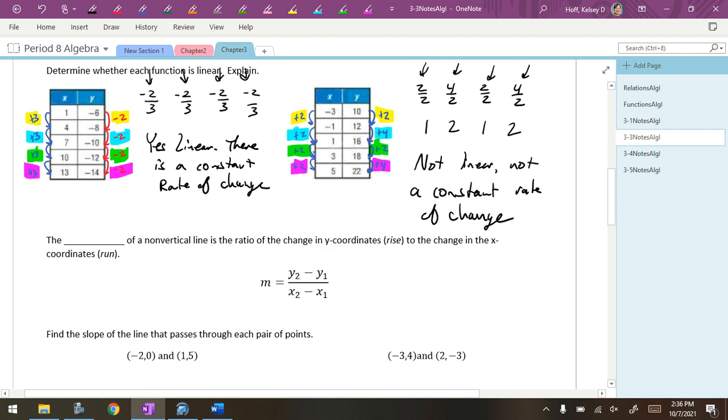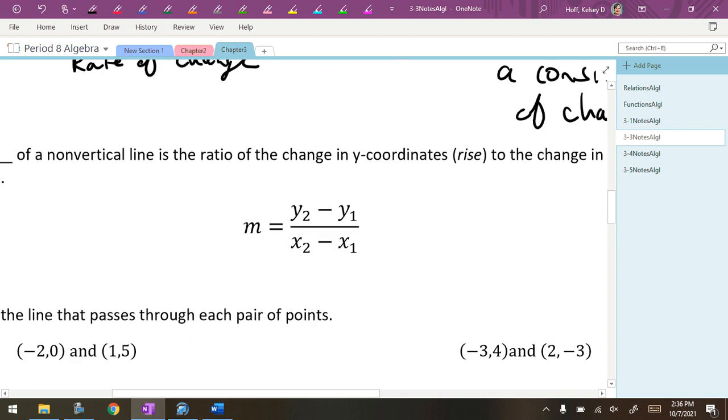All right. The slope of a non-vertical line is the ratio of the change in your y, which is your rise, over the change in your x, which is your run. How many times have you seen this slope formula? A gazillion, right? Everybody always says to me, Miss Hoff, why are there little 2's and little 1's? They're labels. This is the y coordinate from the second point minus the y coordinate from the first point. The x coordinate from the second point minus the x coordinate from the first point. They are not exponents. They are subscripts. They're smaller. They are labels.